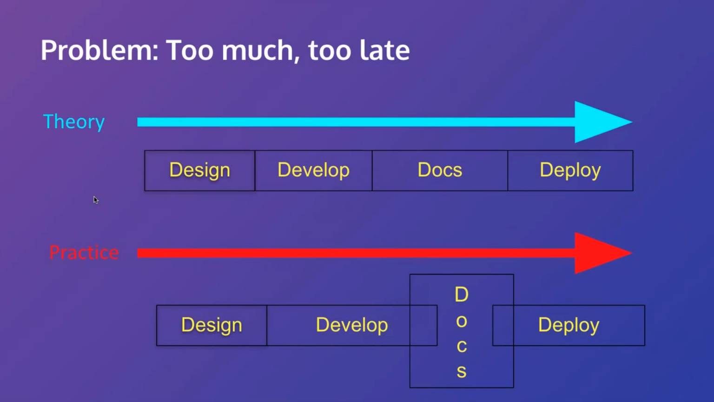In theory, we should have a nice, simple design, then develop, then documentation, then deploy cycle that we can go through, and we get time to do this. In practice, what happens a lot of the time is the development process gets shifted to the right, so it gets shifted later in the cycle. We in docs get squeezed.